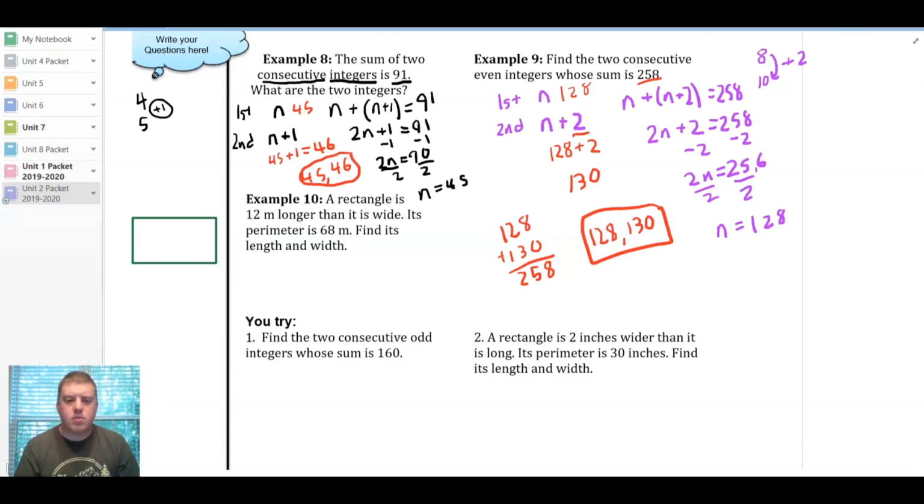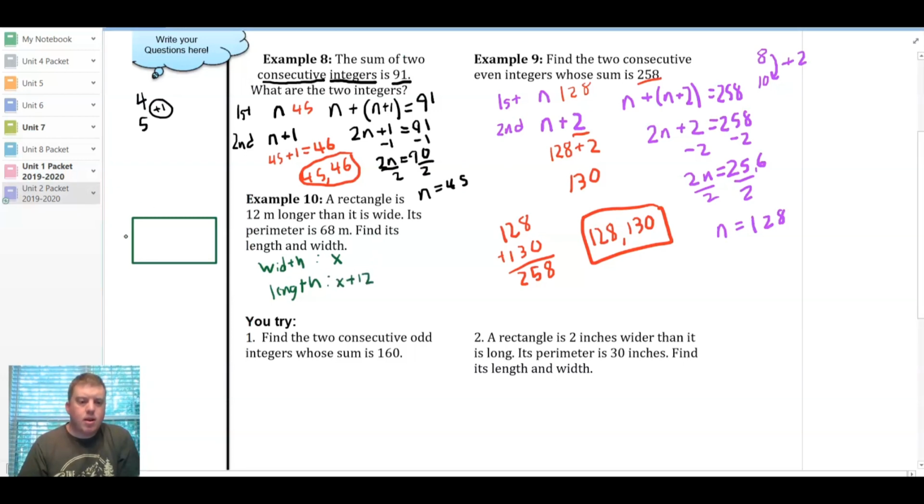So a rectangle is 12 meters longer than it is wide. So we're looking for length and width, and I don't know either one. Looking at this though, it does tell me that the length is based on the width. So for my width, I'm going to label that as x. Now when I think about my length, it says that the length is 12 meters longer than it is wide. So since it's longer, that means we're going to have to do addition. So we're going to do x plus 12.